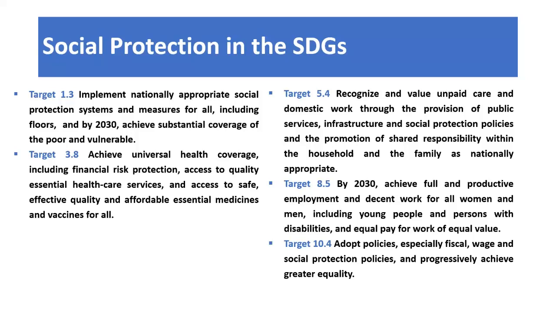Aside from that, we have several targets related to social protection in the other SDGs. For example, in SDG 3 related to health, Target 3.8 says that countries should achieve universal health coverage, including financial risk protection, access to quality essential healthcare services, and access to safe, effective, and affordable essential medicines and vaccines for all.